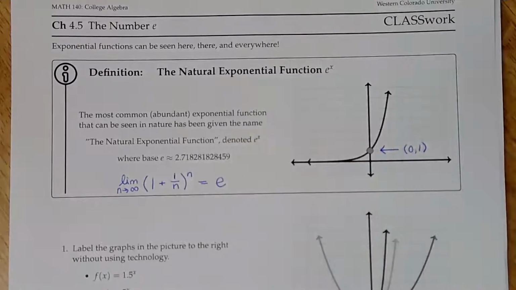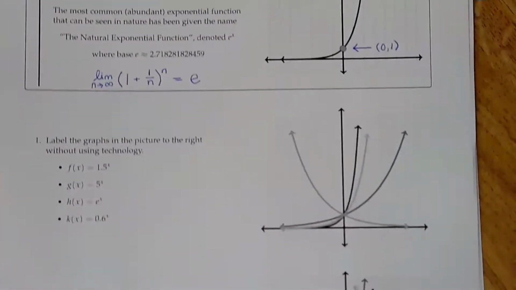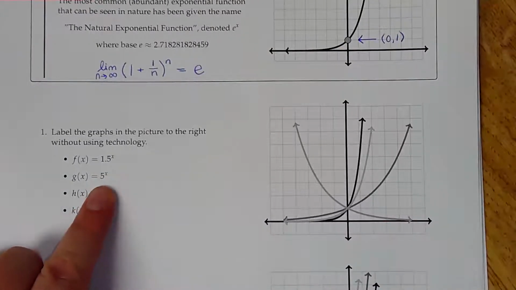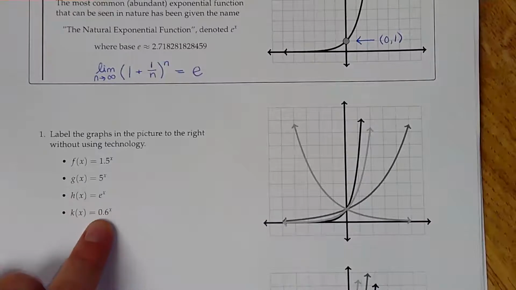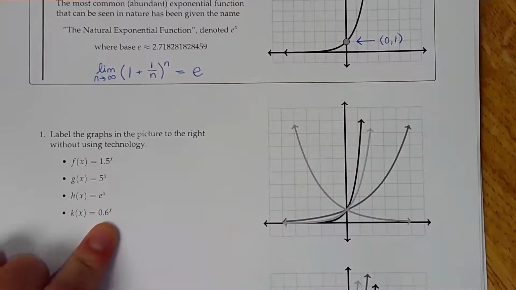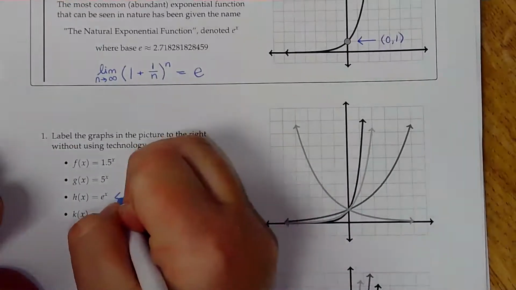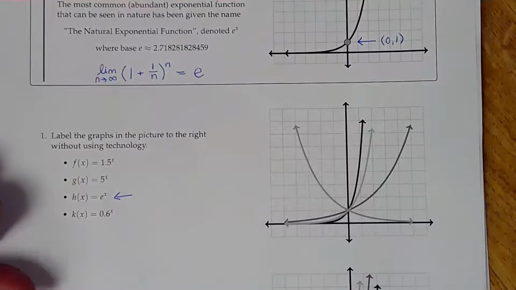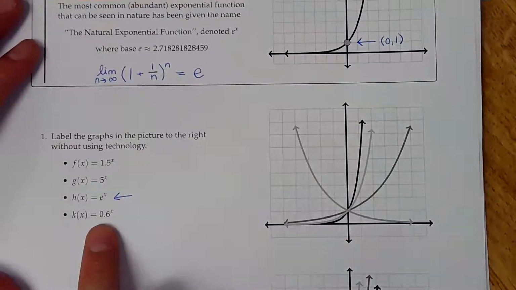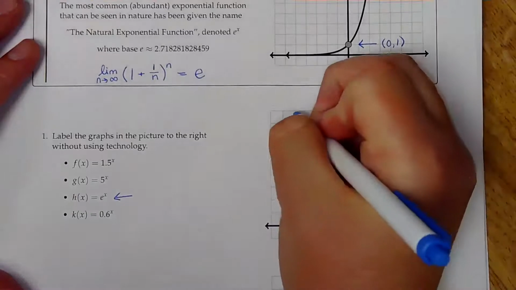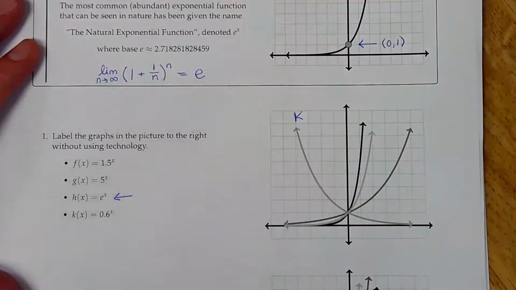Okay, all right, so let's take a look at some graphs and how to work with this. We have 4 graphs: 1.5 to the x, 5 to the x, e to the x, and 0.6 to the x. Three of these you've worked with before, everything except for h of x, which is e to the x. 0.6 to the x is going to be a decaying or decreasing function. There's only one of those, which makes this k.